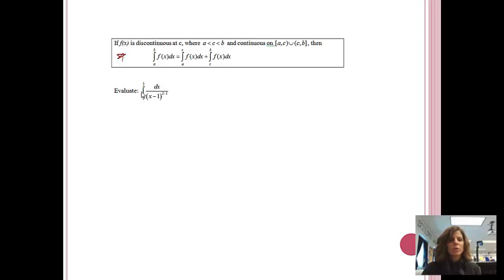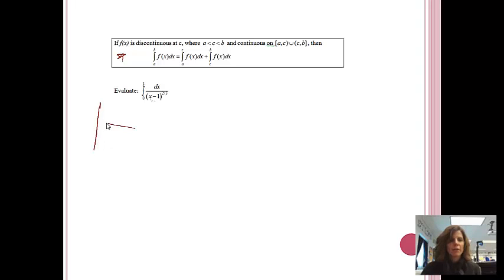We would like to evaluate the integral from 0 to 3 of dx over (x minus 1) to the 2/3. You'll notice 0 is fine because I could plug in 0 and get an answer. 3 is fine because I could plug in 3 and get an answer. However, if we plugged in 1, we would be discontinuous, and notice that 1 is in between 0 and 3. So that's where our trouble lies.